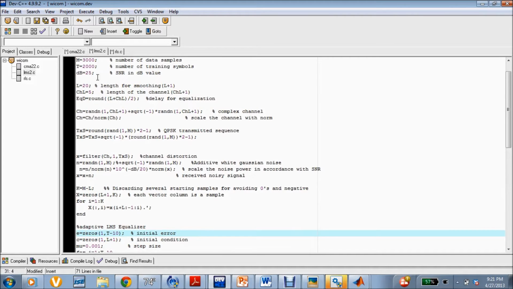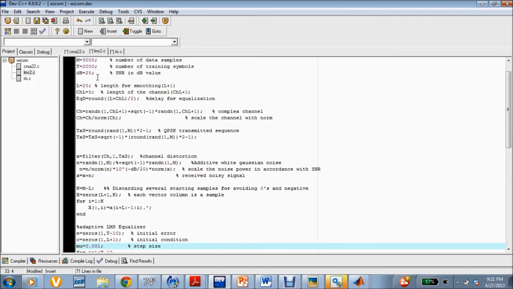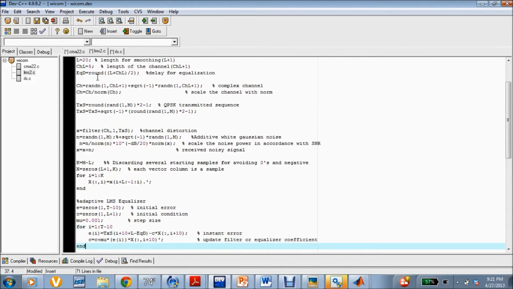I've taken E as error and initialized it, and I've taken C as the channel weight, mu is the step size. So y equal to 1 to T minus 10, which basically represents the training part. The error is calculated by the difference between the transmitted sequence, that is the original sequence, and the output of the equalizer. The output of the equalizer is basically the product of the channel weight and the input vector. So the error which is calculated in this stage is used for updating the channel weight here.